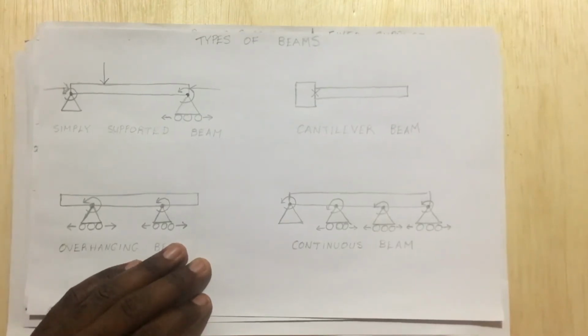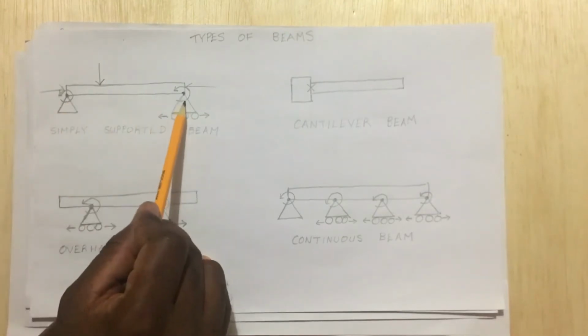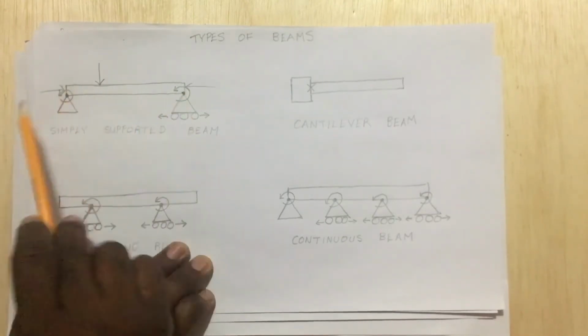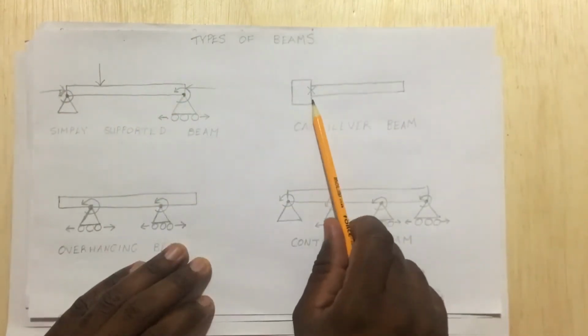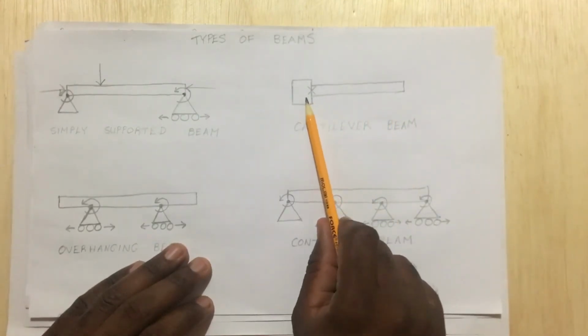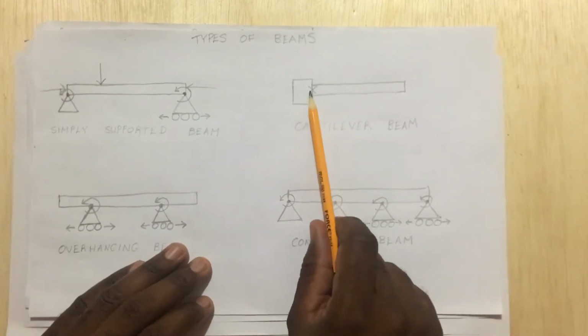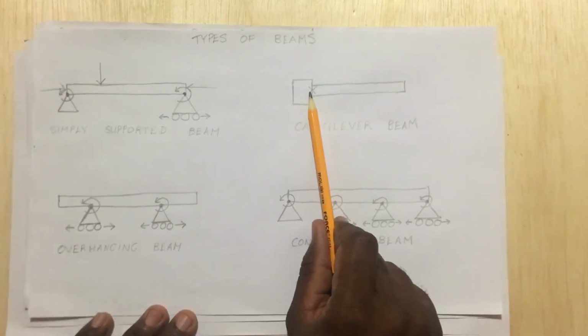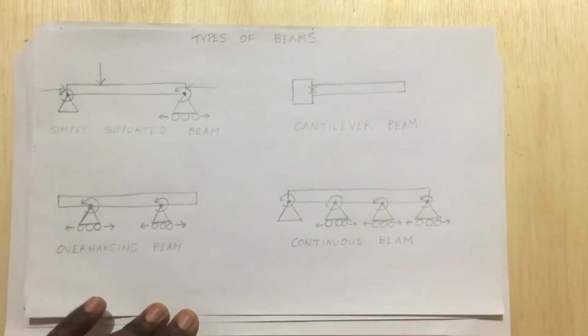Now, as you can see, this is a pinned support, this is a roller support. I'll explain what those are in a few. The next beam is a cantilever beam, and this consists of only one support at one end. And this support is a fixed support. I'll explain what that is in a bit as well.